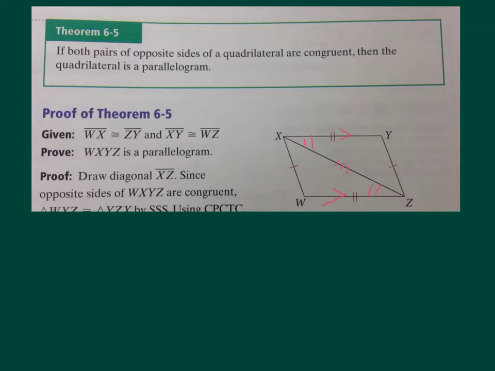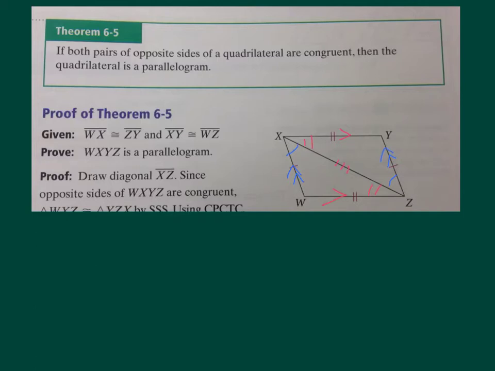First, we would state that this angle is congruent to this angle by CPCTC, and then this side is going to be parallel to this side by, if alternate interior angles are congruent, then parallel lines. So now we've got both pairs of opposite sides parallel. Therefore, WXYZ is a parallelogram by definition of a parallelogram, a quadrilateral with both pairs of opposite sides parallel.